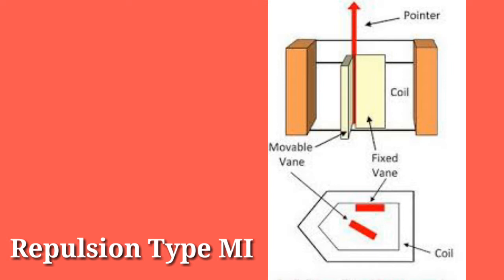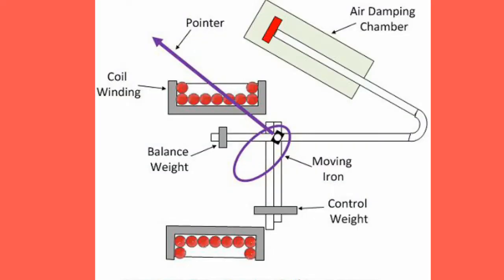What is the construction of the attraction type moving iron instrument? The stationary coil of the attraction type instrument is flat and has a narrow opening. The moving element is a flat disc of iron. The current flowing through the stationary coil produces a magnetic field which attracts the iron disc.